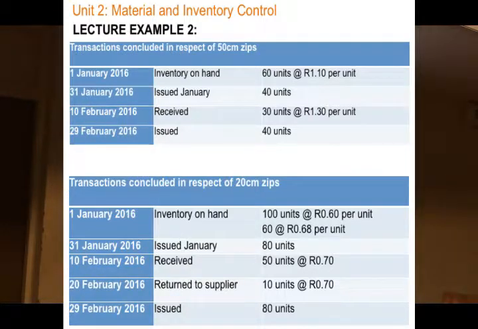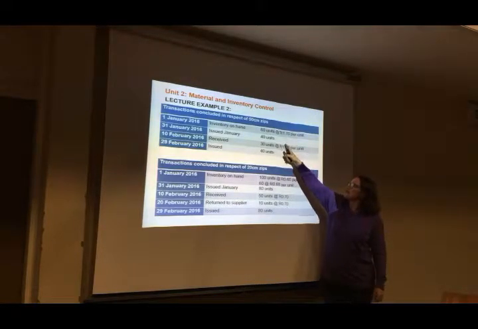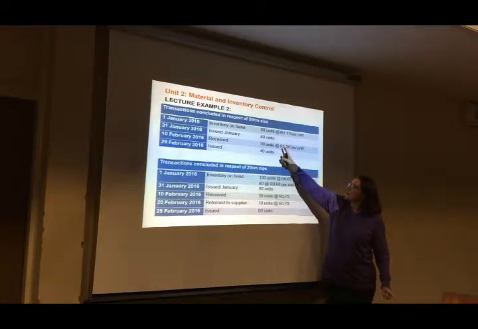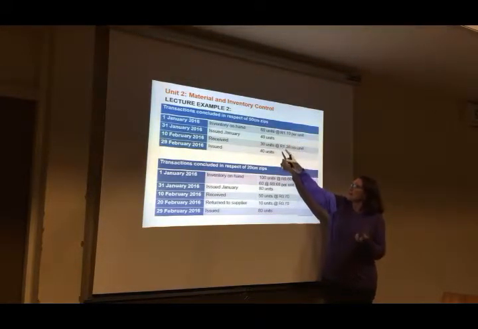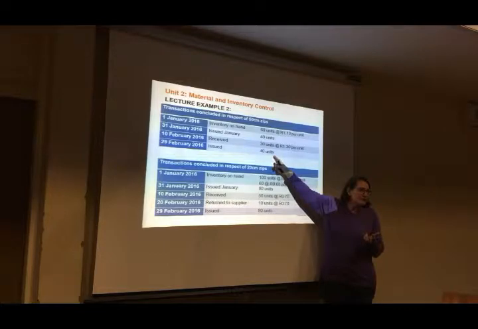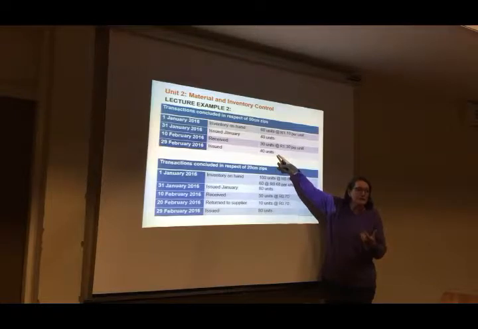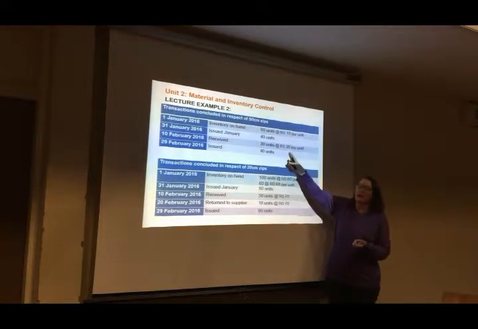We started with 60 zips. We issued 40 to production. It means at this point we will have 20 zips left at 1 rand 10, 22 rand. Then we bought another 30. At this point, we've got a total of 50 zips in stock, 20 of them at 1.10 rand and 30 of them at 1.30 rand. When we issue 40 zips to production, we must issue the old 20 first, and we're issuing 40 in total. Therefore, the next 20 must come out of these. Therefore, we're going to have 10 left at 1.30 rand.